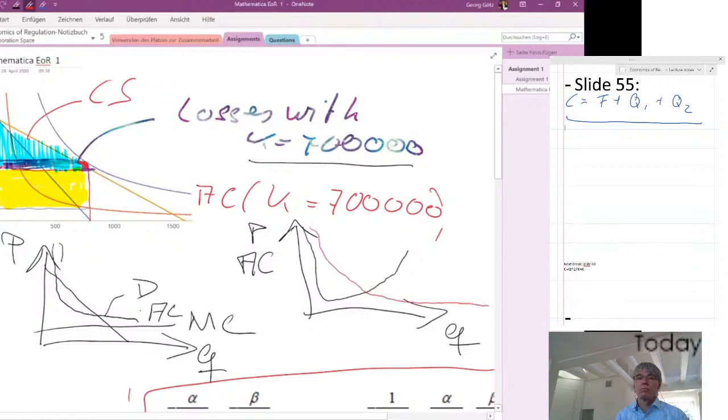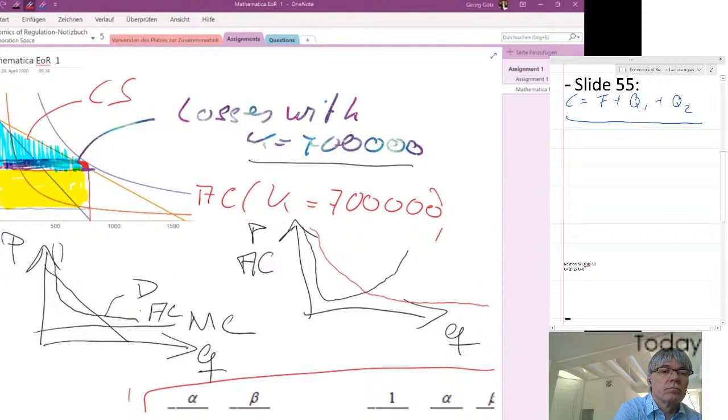I just have to look up how this was. Somewhere I have a Mathematica file. Here it is. Our cost function. This is not the cost function. Our cost function was output Q squared over K, where K is the capital, plus K.